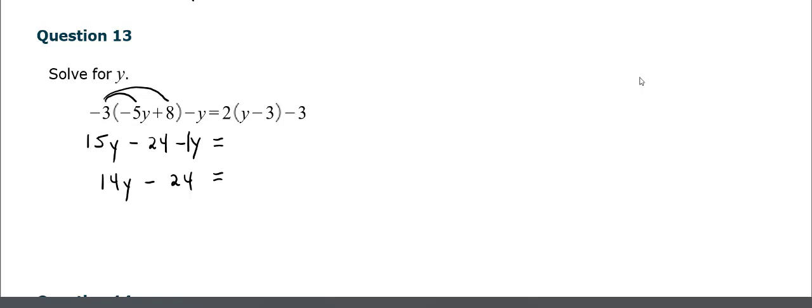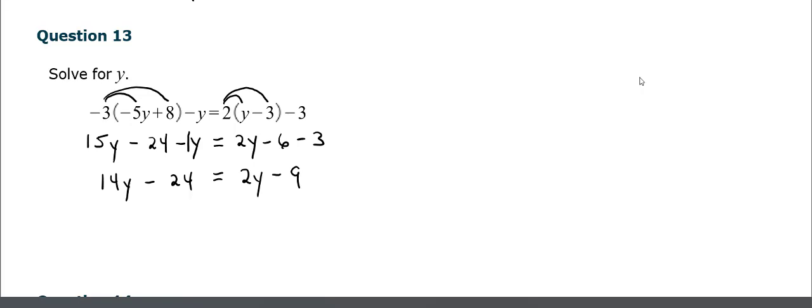Now I'm going to focus on the right hand side. Remove parentheses, and again the 2's touching parentheses, so I use the distributive property. So 2 times y is 2y, and 2 times -3 is -6, and I still have that other -3 that's on the outside of the parentheses. Combine like terms, so -6 and -3 gives me -9.